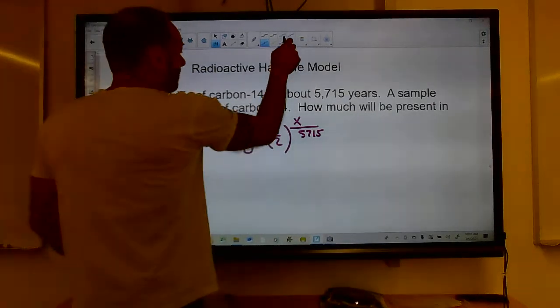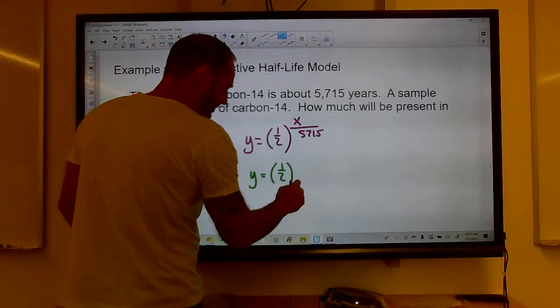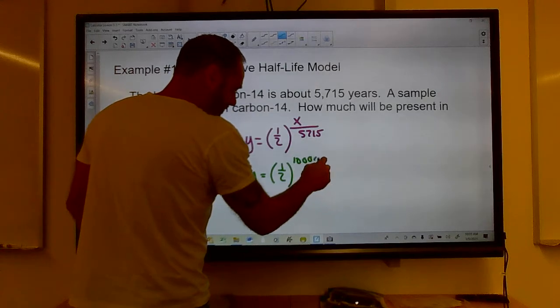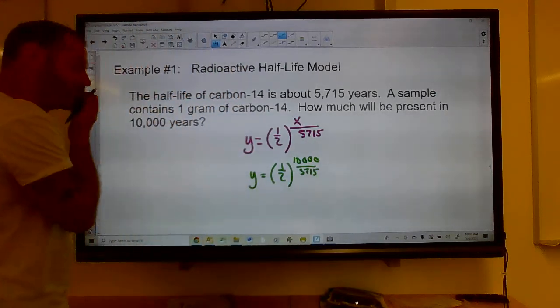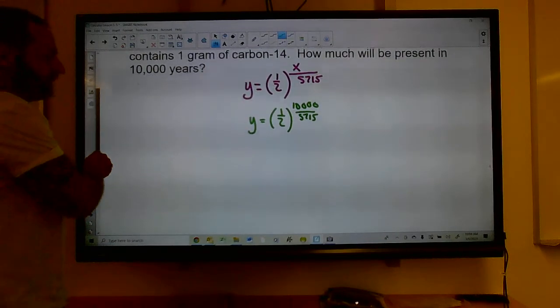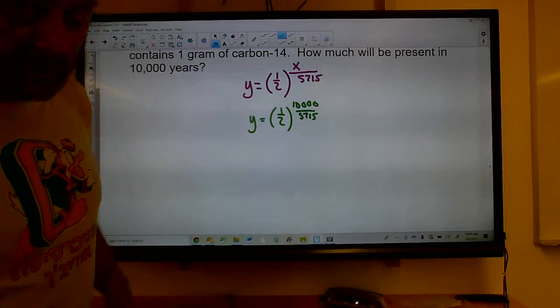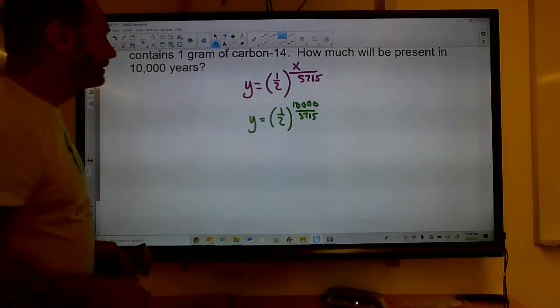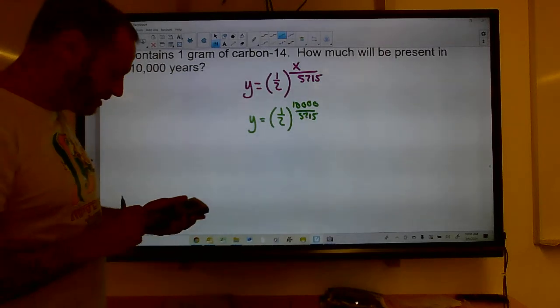And then I'm just going to substitute in 10,000 for the x. So I'm going to have not quite 2 half-lives. So I should have approximately a quarter of what I started with, because my first half-life would give me half, and then half of that would be a quarter.